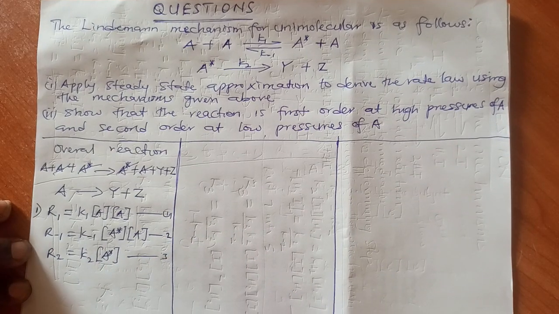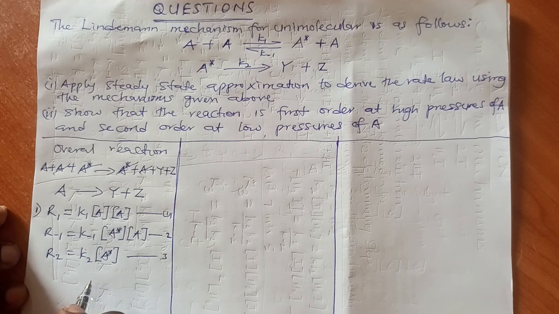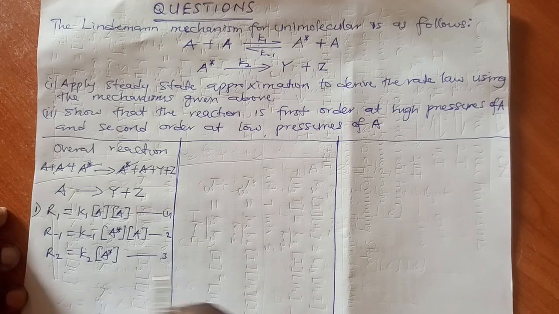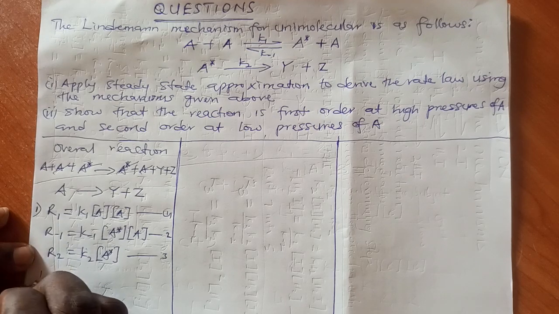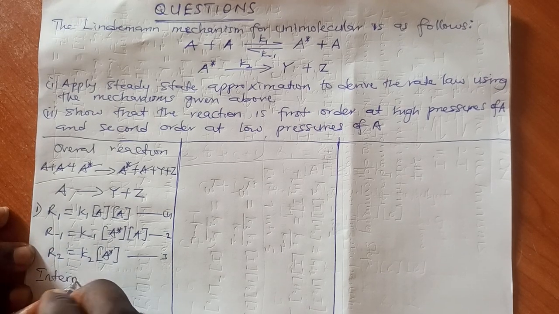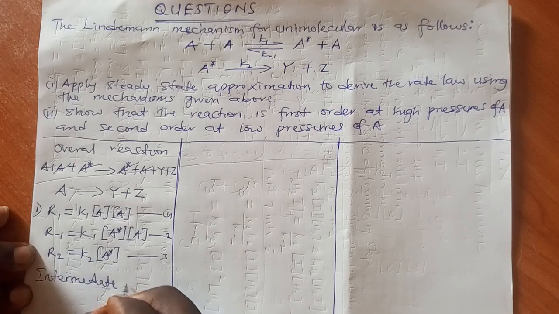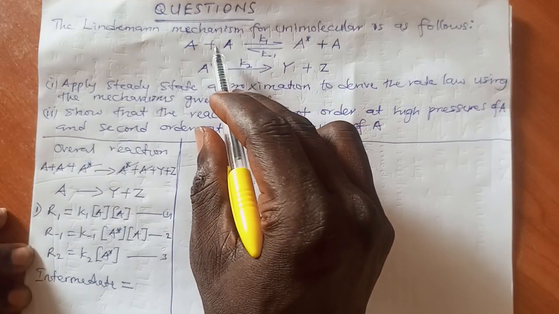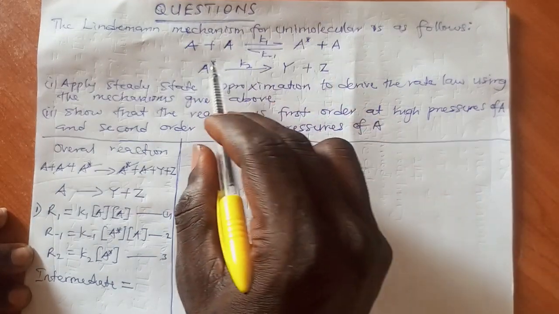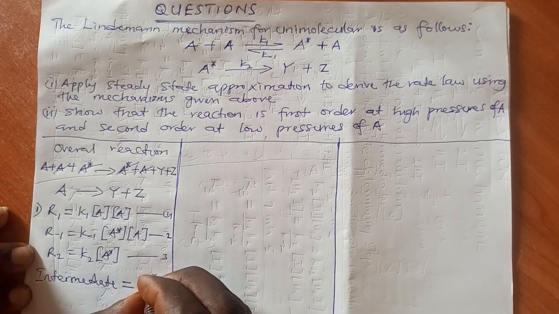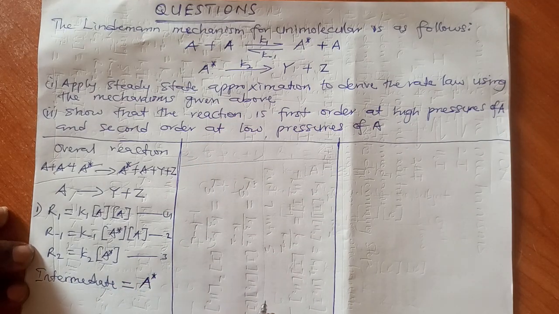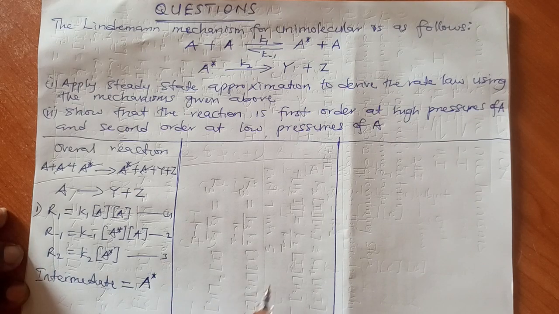So the next thing is that I will be applying my steady state. But before we go there, just know that my intermediate is my A star, because it is produced as A star and later consumed as A star. That is the activated A, so that is my intermediate.